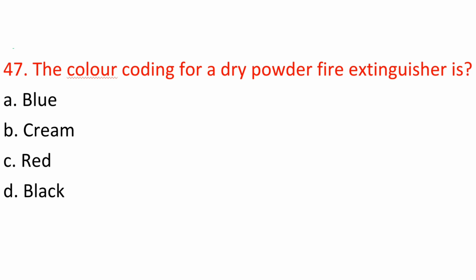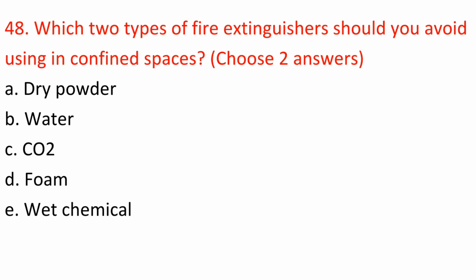Question 47. The color coding for a dry powder fire extinguisher is A. Blue. B. Cream. C. Red. D. Black. Answer. A. Blue.